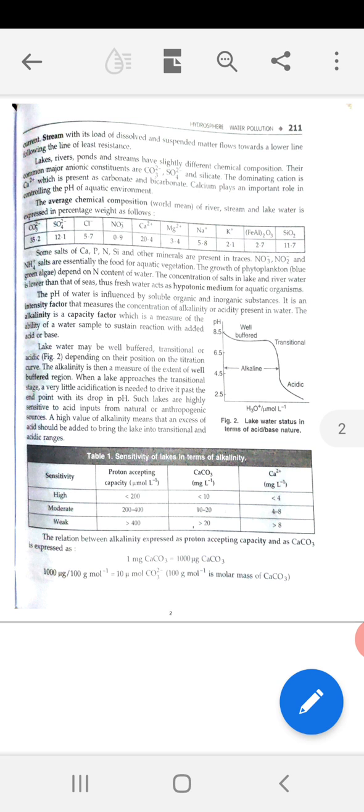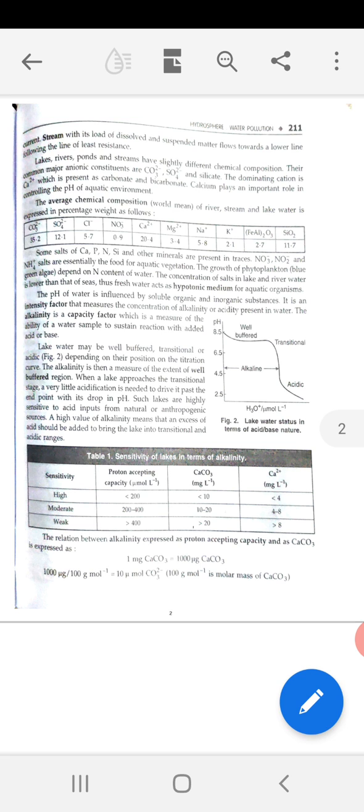Lakes, rivers, ponds and streams have slightly different chemical composition. Their common major anionic constituents are CO3 2-, SO4 2- and silicate. The dominating cation is calcium ion Ca2+, which is present as carbonate and bicarbonate. Calcium plays an important role in controlling the pH of the aquatic environment.